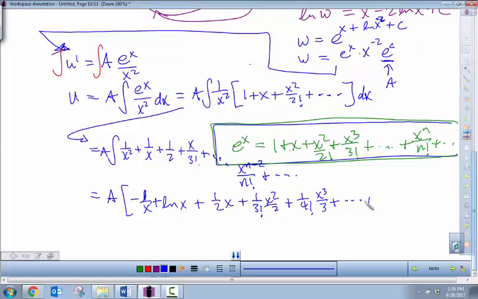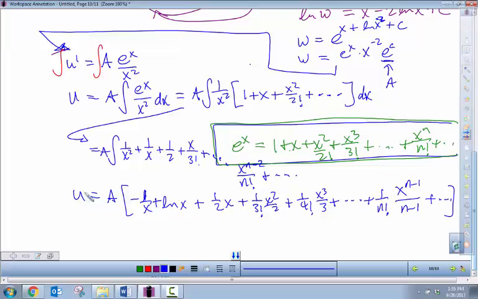And then the general term, if we take what Alan said over here, do the integral of this, you got 1 over n factorial. That's a constant. And the antiderivative of this is x to the n minus 2 plus 1 over n minus 1. Okay?